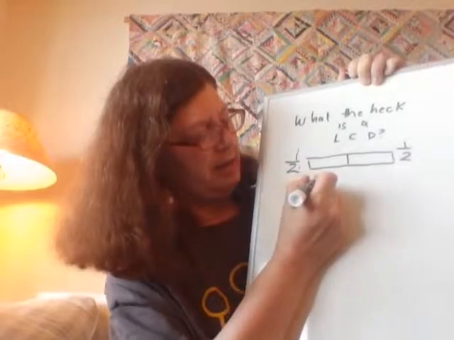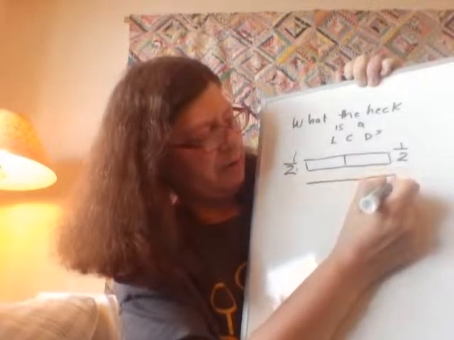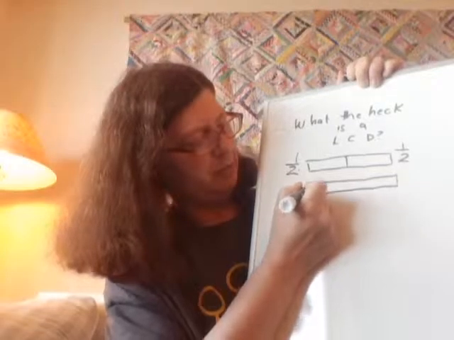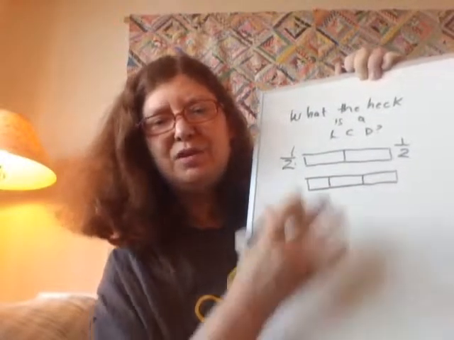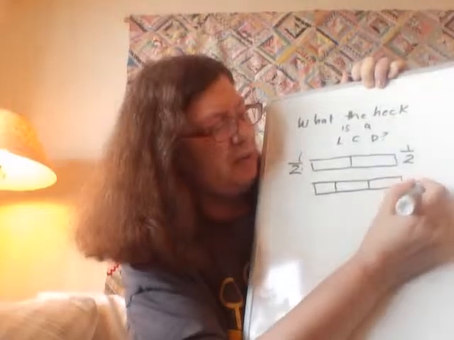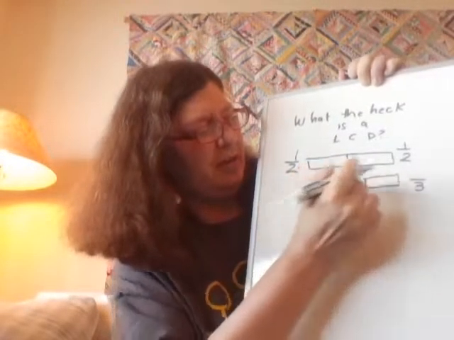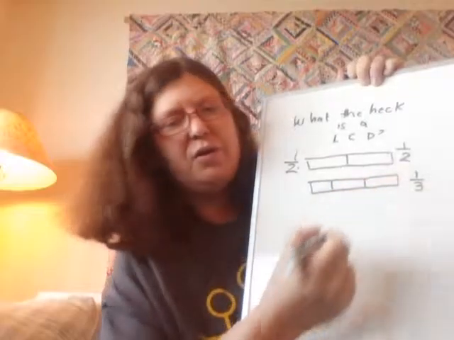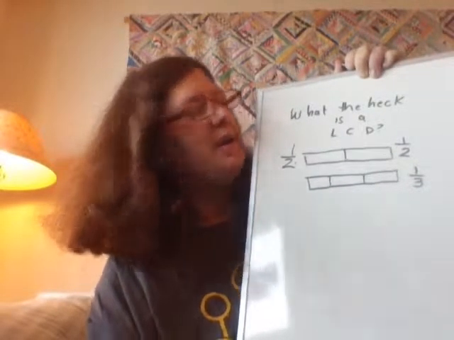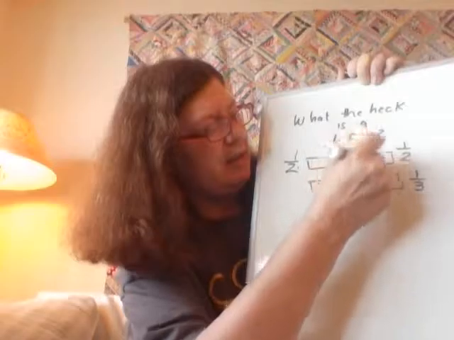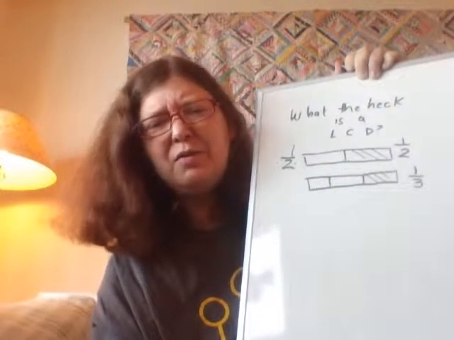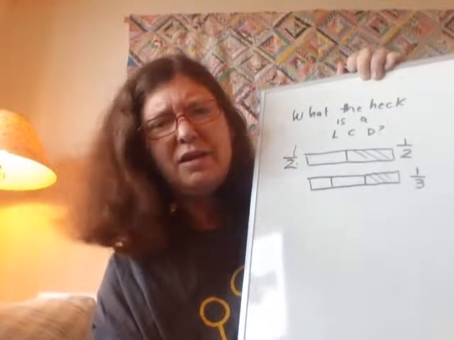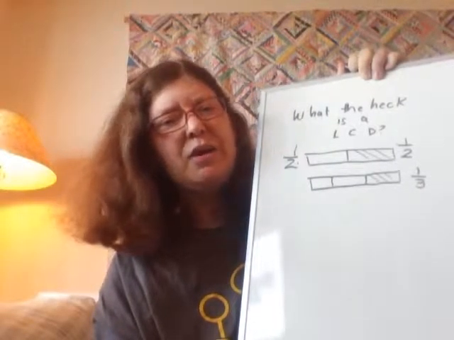Well, let's say that I take the same bar, forgive me if it doesn't look exactly the same, and I break it into 3 equal pieces. So pretend these are perfectly equal. So the denominator would be 3, and each individual one would be 1 of 3, okay? Now if I want to add this and this, visually it's very difficult. How the heck am I supposed to do that? So that's where a least common denominator comes in.